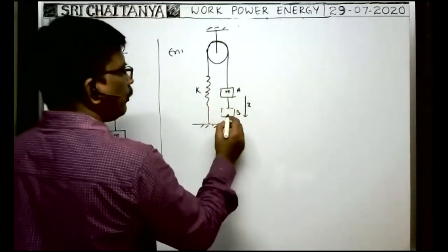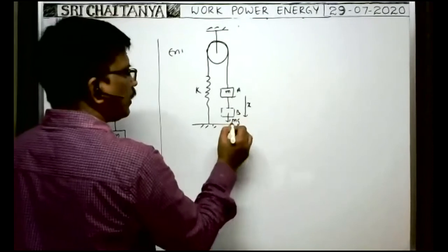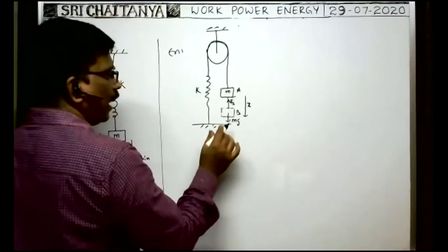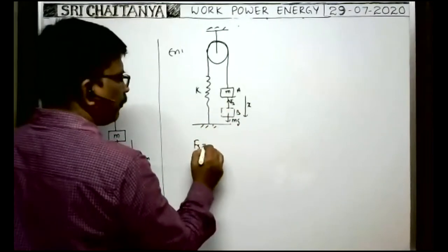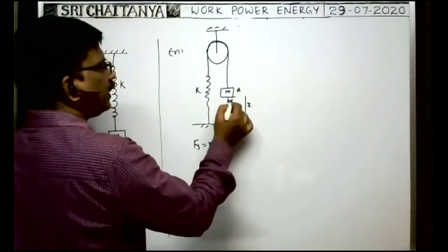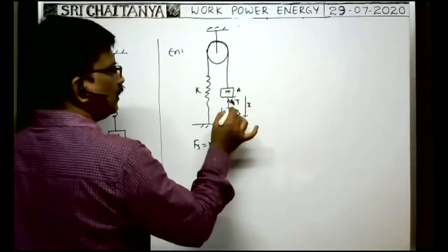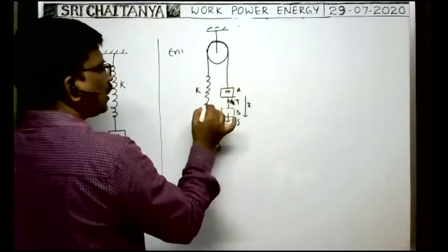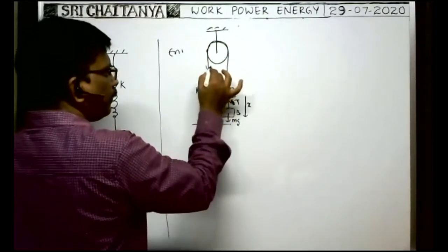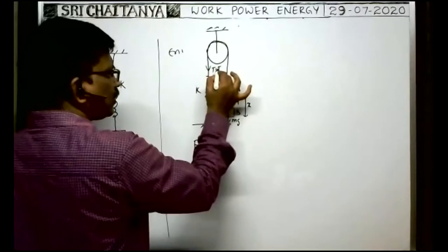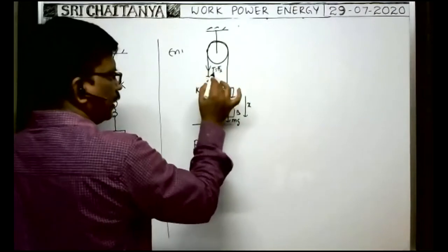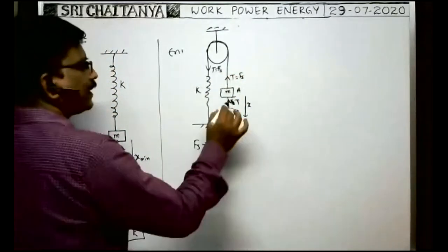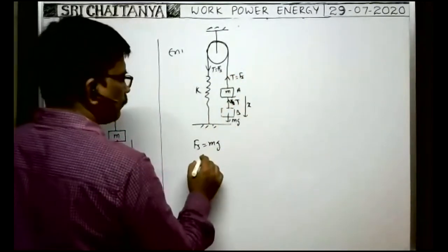Whenever the block is under equilibrium, the weight mg acts vertically downwards and the spring force developed in the spring acts in the upward direction. As the block is under equilibrium, Fs is equal to mg. Actually, here Fs is not there. It is the tension of the string. Here, as this string is connected to the spring, whatever the spring force developed here, the same tension acts. So tension of the string is equal to the spring force only.